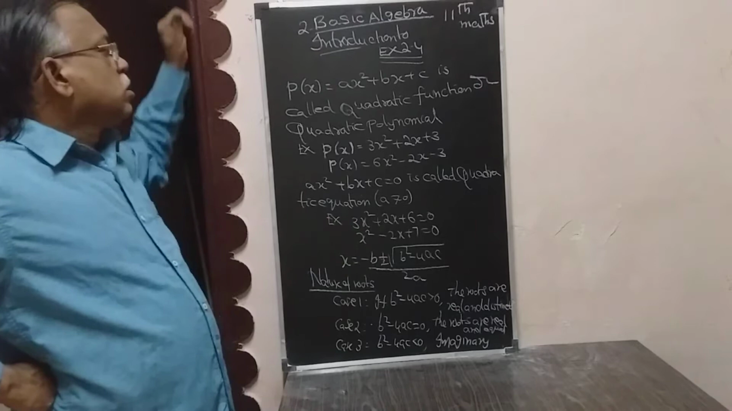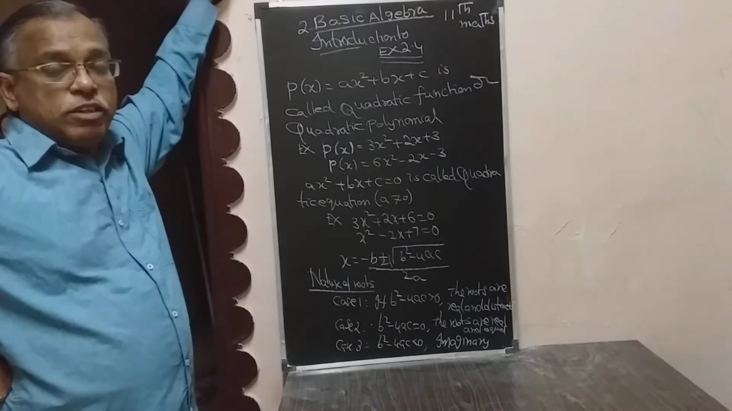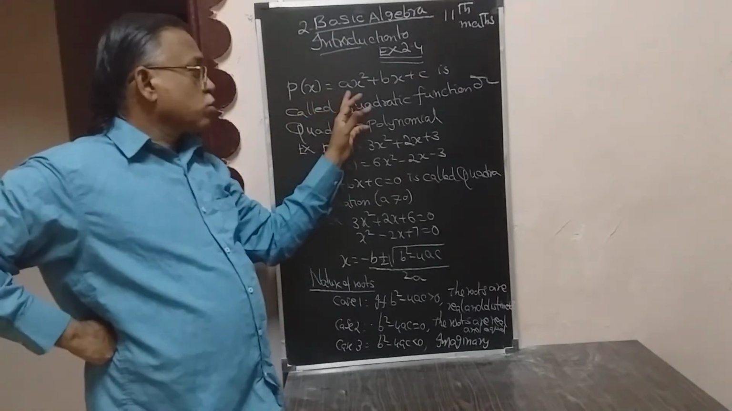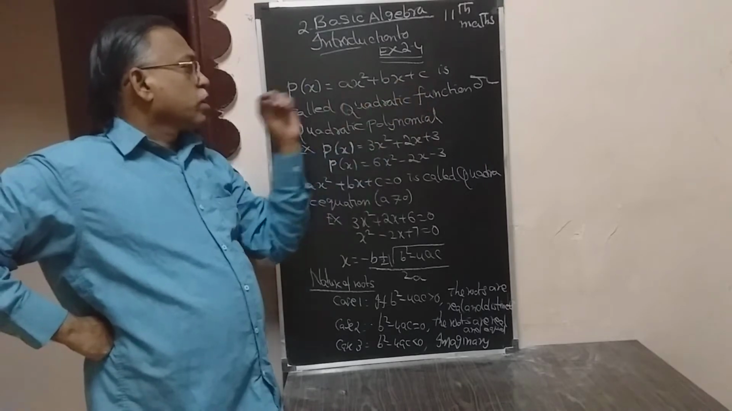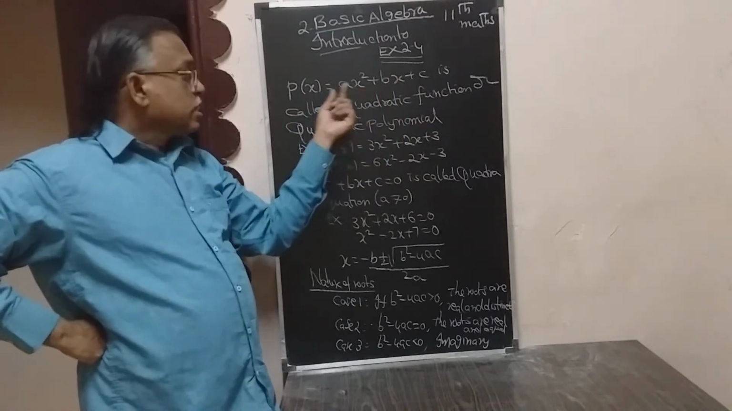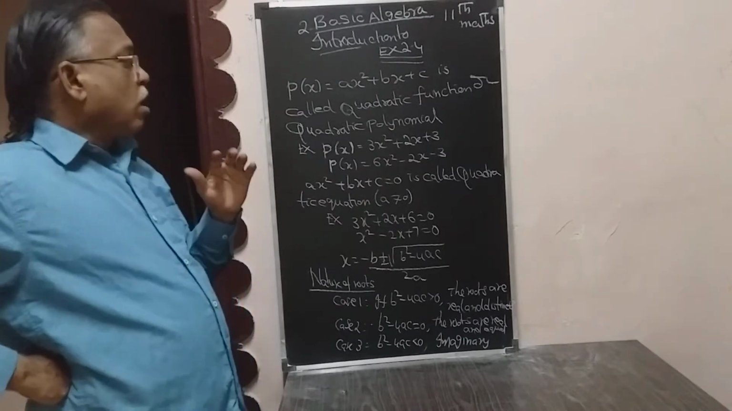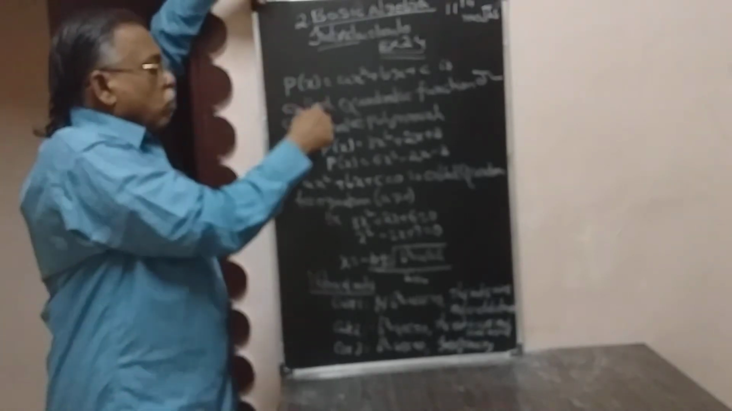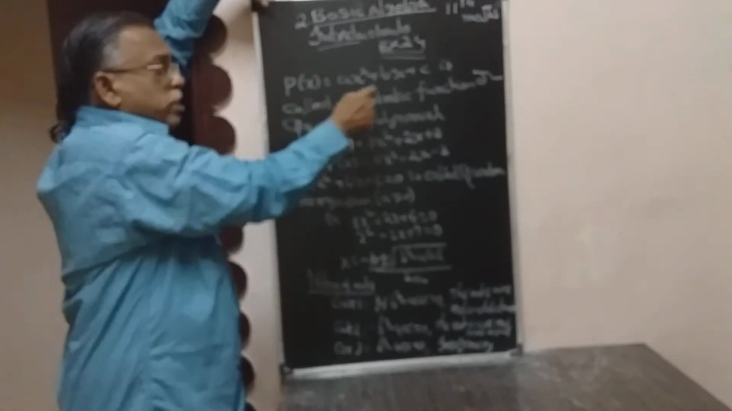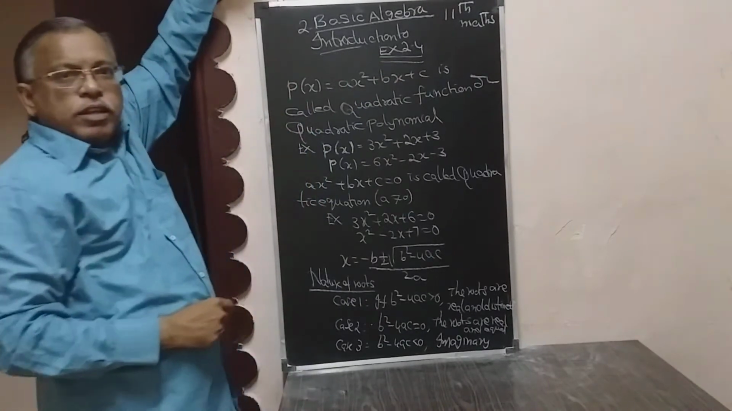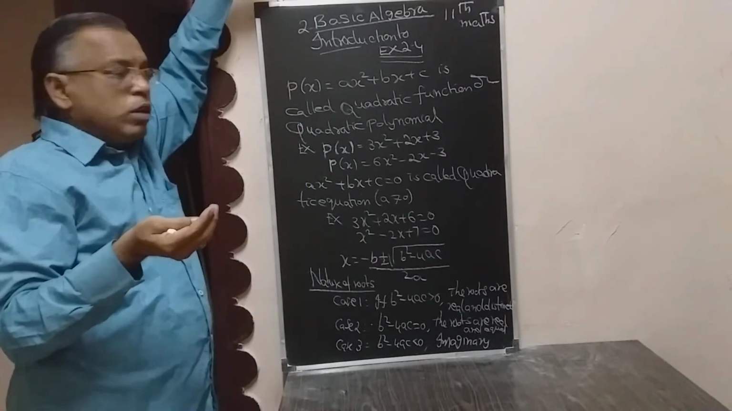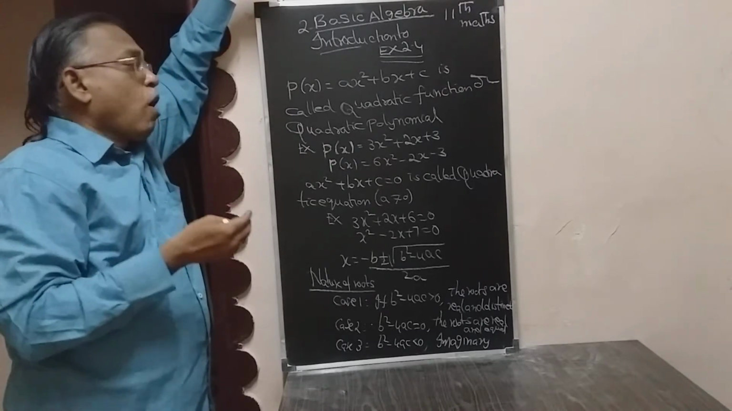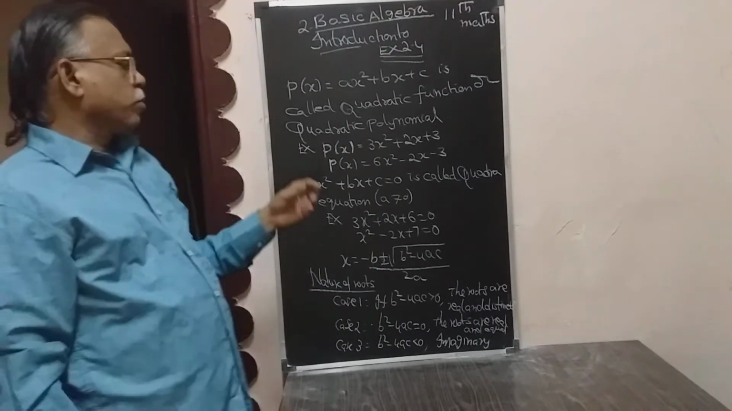Okay, students, first we will see what is a quadratic function and a quadratic polynomial. Suppose p of x is equal to ax square plus bx plus c. If you write like this, it is known as a quadratic function or quadratic polynomial. That means, quadratic function means you cannot equate this to 0. ax square plus bx plus c only. Suppose if you equate that value to 0, then it is called a quadratic equation.